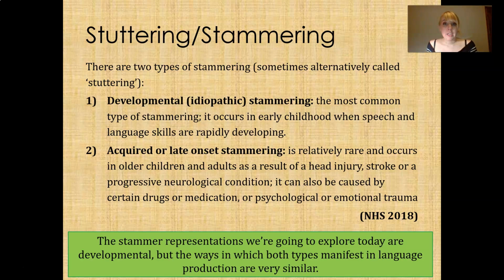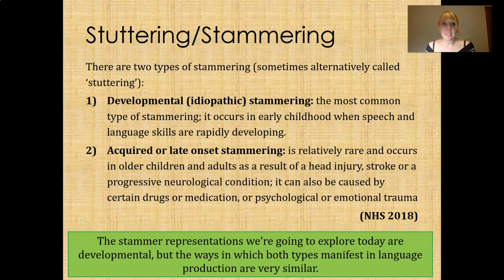Now, stammering is something which tends to have one of two ways in which the communication disorder is acquired. The first one is a developmental stammer, which is sometimes called an idiopathic stammer. And these are the types of stammers that typically occur in early childhood when speech and language skills are rapidly developing. So it will become noticeable, will become manifest as a young person acquires language and learns to talk. There is also a second type of stammering which is much rarer, and that is acquired or late onset stammering. This typically occurs in older children and adults and is normally the result of some sort of accident, so typically a head injury, possibly a stroke, or some sort of neurological condition.